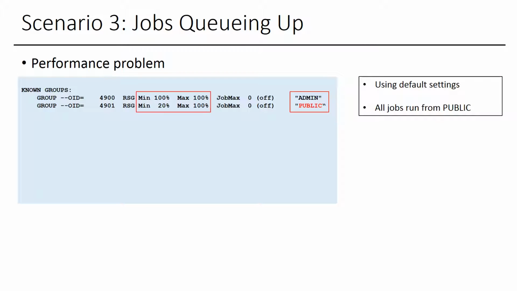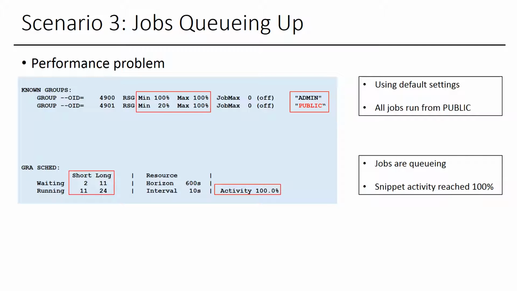Here is another scenario where all of a sudden jobs are running slow. In this scenario, you will see how to recognize a particular type of performance problem from the SchedQueues output that is related to resource used by the admin group. You can see the system is using the default configuration. A few things to note here. There are 2 resource groups, admin and public. Public has min and max resource set to 20% and 100% respectively. Users run all their jobs from the public resource group only.